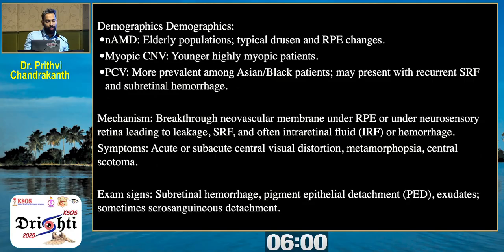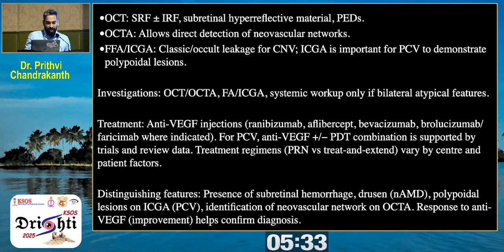The mechanism is basically breakthrough of neovascular membrane under the RPE or under the neurosensory retina, leading to leakage. SRF occurs later, and then intraretinal fluid can also happen along with hemorrhage. Acute and subacute central visual distortion, metamorphopsia, and central scotoma, exactly like CSR. On examination, you will find subretinal hemorrhage and PEDs in these kinds of cases. Again, OCT, OCT angio, and FFA, ICG can be taken.